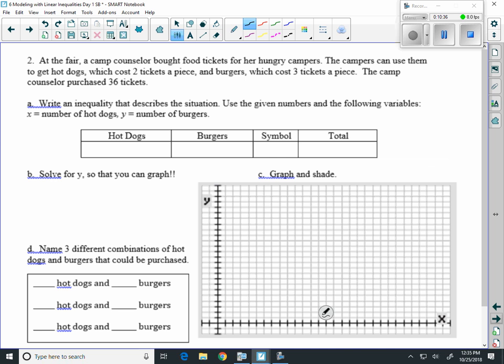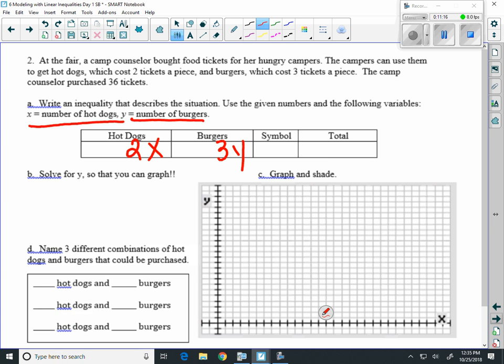Let's keep moving. Number 2, at the fair, a camp counselor bought food tickets for her hungry campers. The campers can use them to get hot dogs, which cost 2 tickets. Burgers are 3 tickets. They purchased at most 36 tickets. So here it says X is the number of hot dogs, Y burgers. How many tickets does it take to get a hot dog? 2. That'll be 2 per hot dog, so 2x. How many for a burger? 3. So that's 3 times the number of burgers.